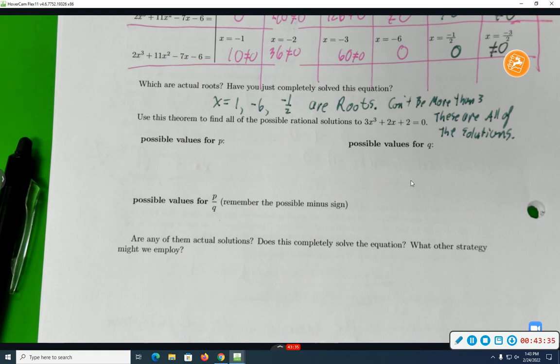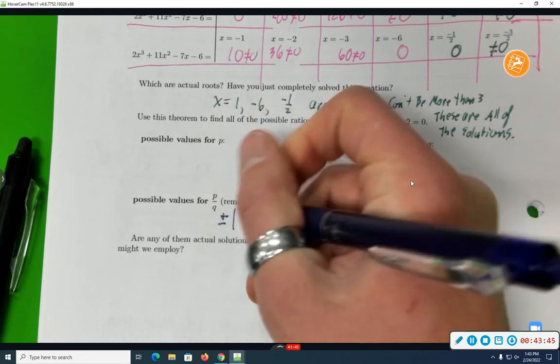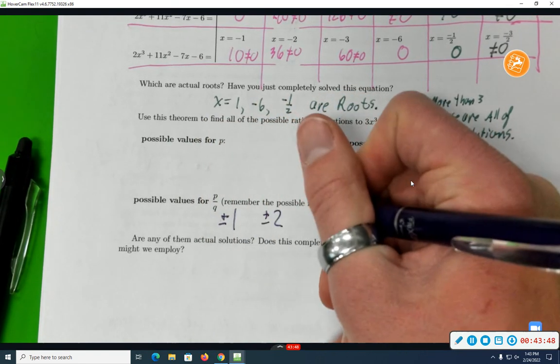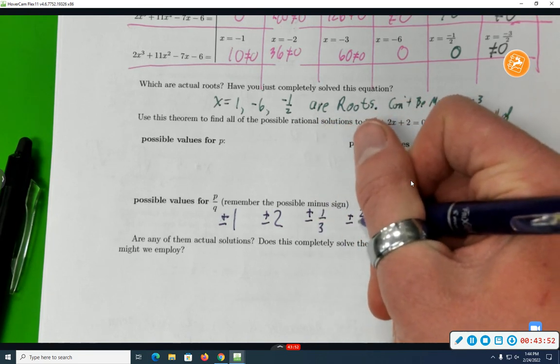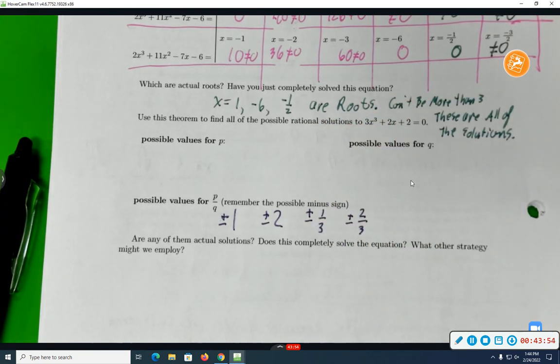All right. So let's come together. What are the choices? What are all the P over Qs? Plus minus 2, plus minus 1 over 3, and plus minus 2 over 3. Cool. I agree. Does anyone want me to go through the discussion? Okay. Cool. So I guess there are 8 things there.